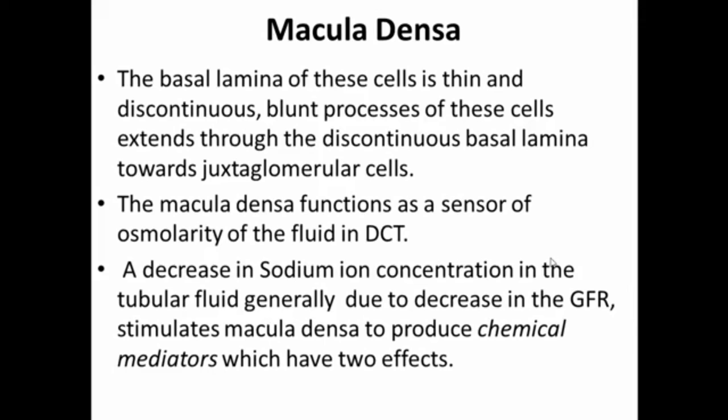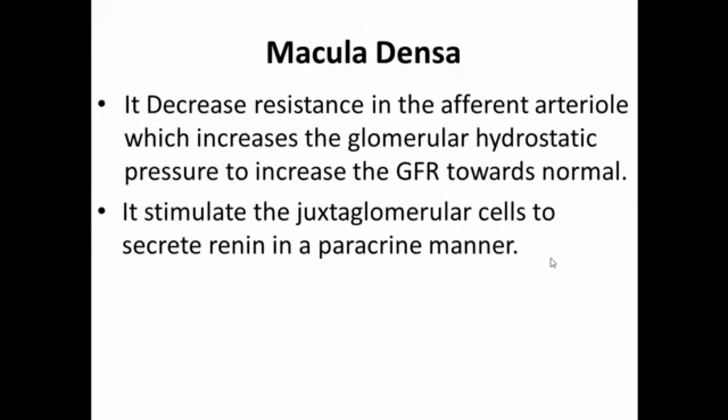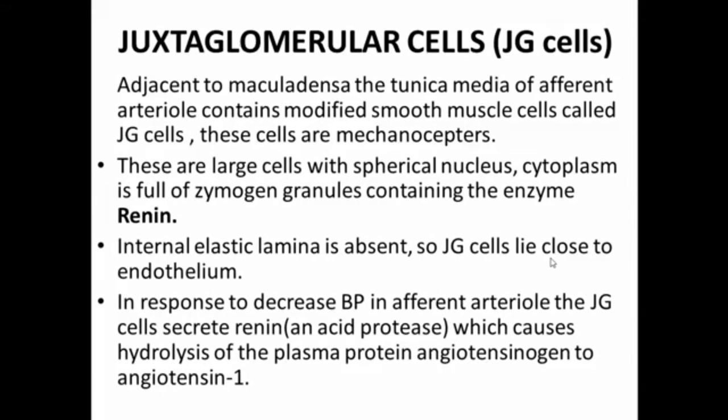The Macula Densa functions as a sensor of the osmolarity of the fluid in the DCT. Decrease in sodium ion concentration in the tubular fluid, generally due to decrease in GFR, stimulates the Macula Densa to produce chemical mediators which have two effects I have already told you. It decreases resistance in the afferent arteriole, which increases the glomerular hydrostatic pressure to increase the GFR toward normal. It also stimulates the juxtaglomerular cell to secrete renin in a paracrine manner, as we have already discussed.